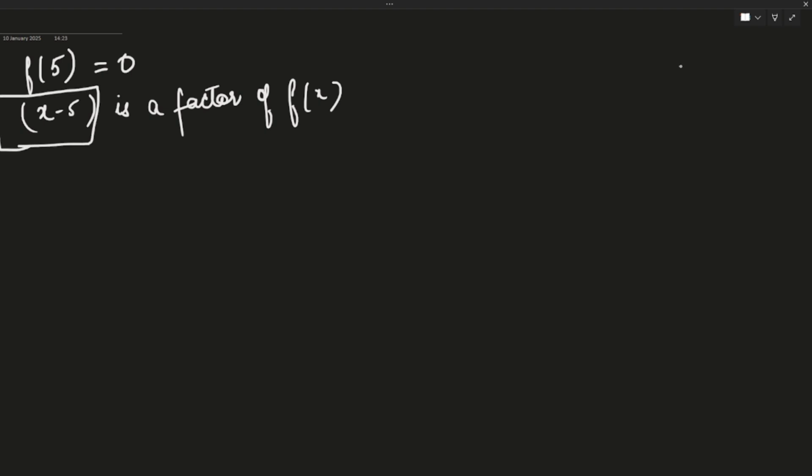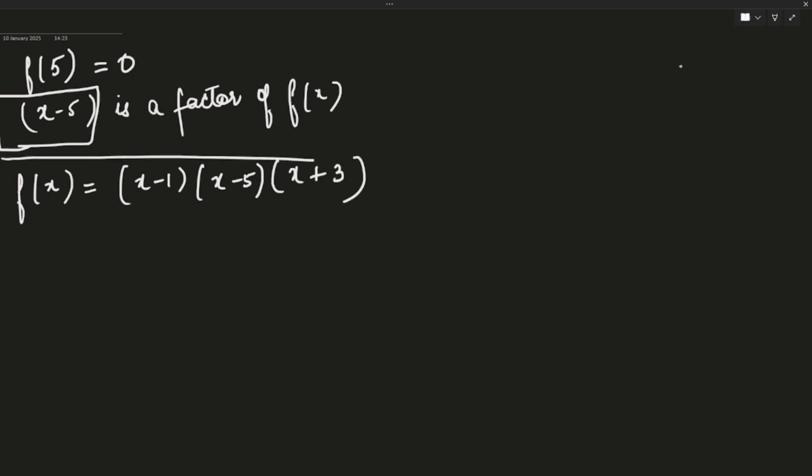So by the hit and trial method, we found all the three factors, and you can write f(x) is equal to x minus 1 into x minus 5 into x plus 3. So this is your factorization. We have factorized the cubic polynomial x cube minus 3x square minus 13x plus 15 into three factors by the hit and trial method. So this was your first method, the hit and trial method.